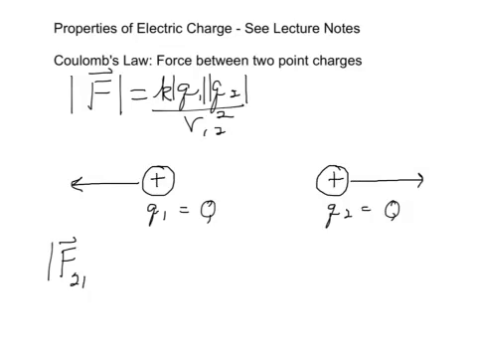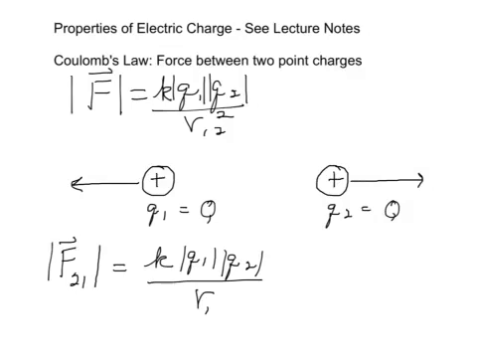That's the convention. So the magnitude of the force of 2 on 1 is going to be K, the magnitude of Q1, times the magnitude of Q2, divided by the distance between them, R12, squared. It's a so-called inverse square law. As the distance doubles, the force will become four times weaker. That's an important characteristic of Coulomb's law.